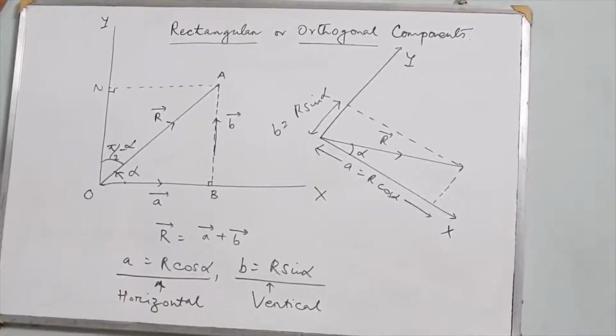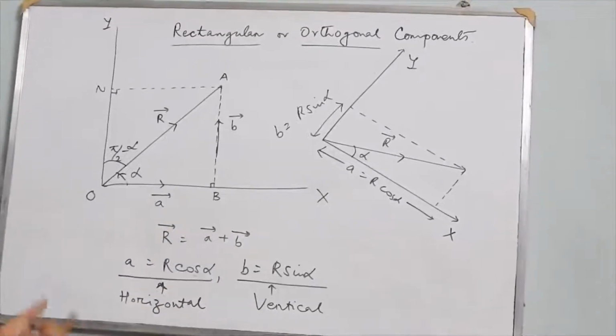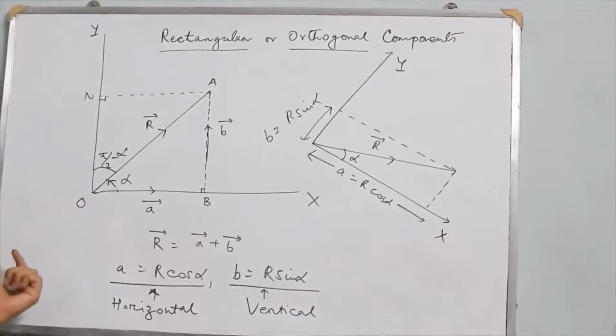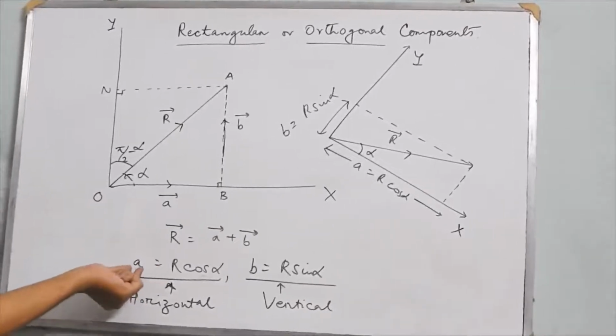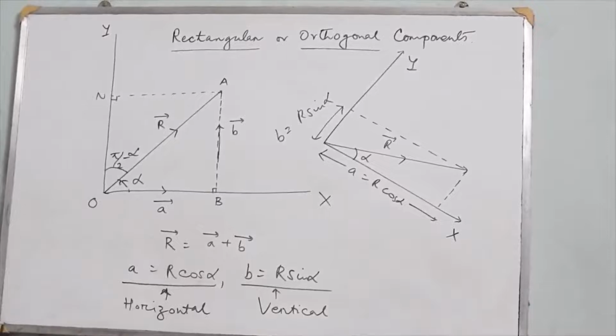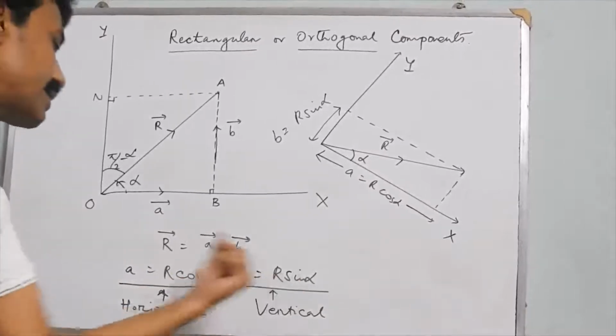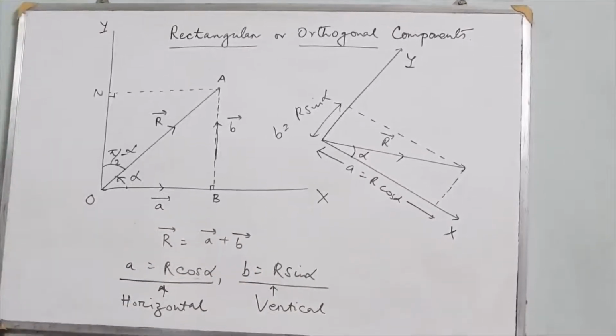But whenever we solve numericals, we usually say that the component connected to the cosine of the angle of inclination is horizontal, and the component connected to the sine of the angle of inclination is vertical.